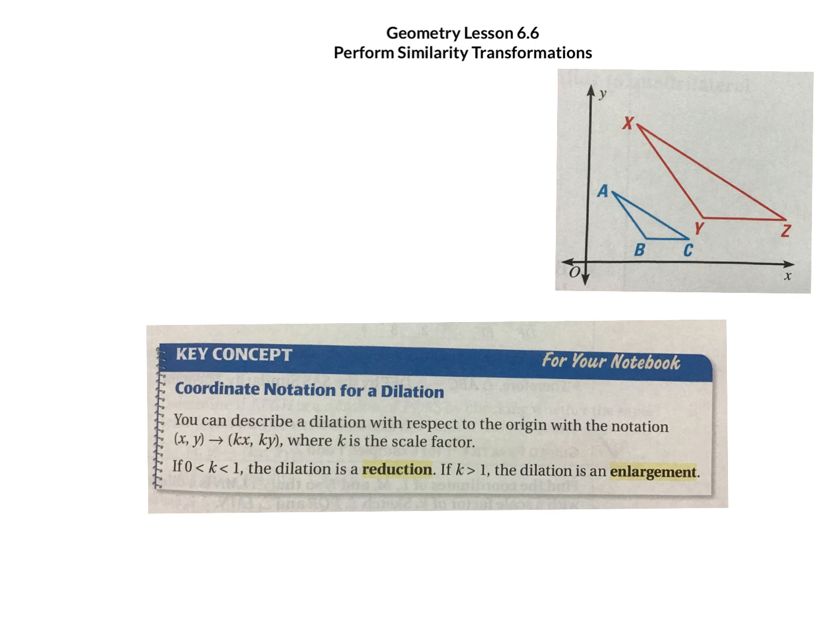You see they have two triangles here. And if I went from the blue triangle to the red triangle, that's considered an enlargement. If I start with the red triangle and go to the blue triangle, that would be considered a reduction.